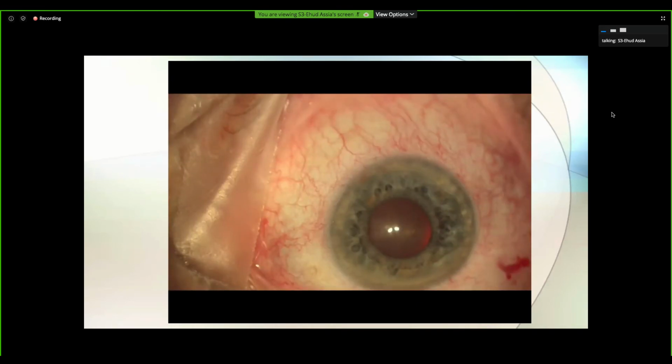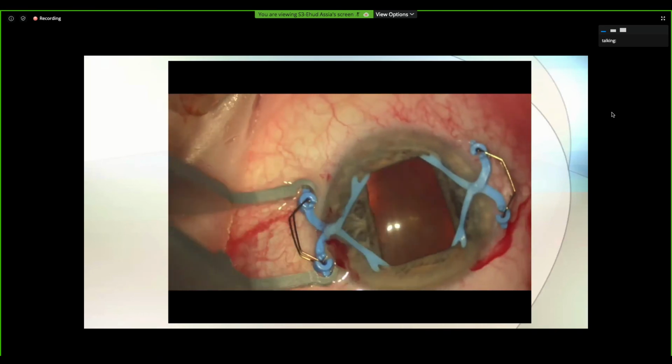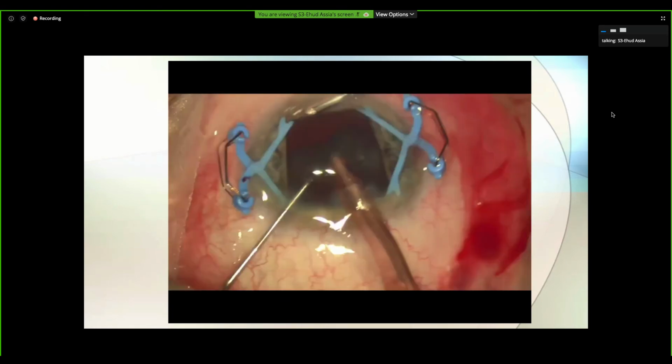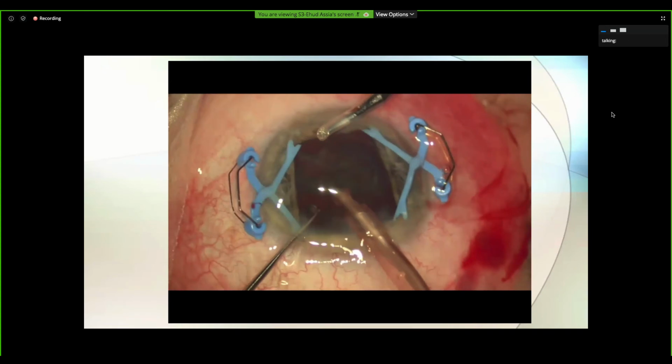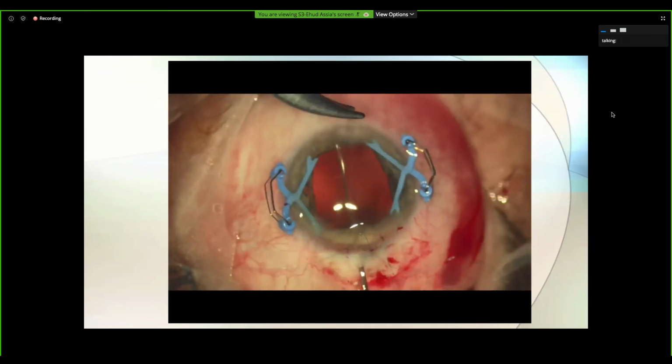And the last case is a patient with pseudoexfoliation and severe phacodonesis. So we could manage to remove the lens material. However, the capsule was very phacodonetic, so we had to stabilize it using a capsule stabilizing device, and I prefer to use the capsular anchor.